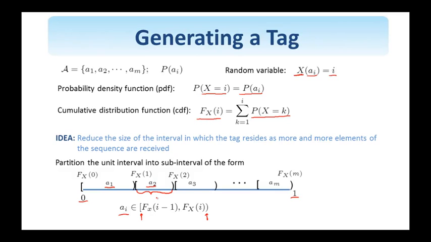and this subinterval is partitioned in exactly the same proportions as the original interval. So each succeeding symbol causes the tag to be further restricted to a subinterval that is further partitioned in the same way. So let's look at an example where hopefully this idea will become even more clear.